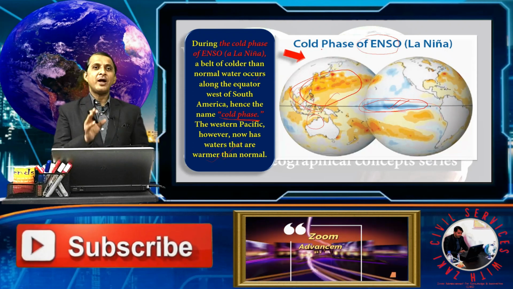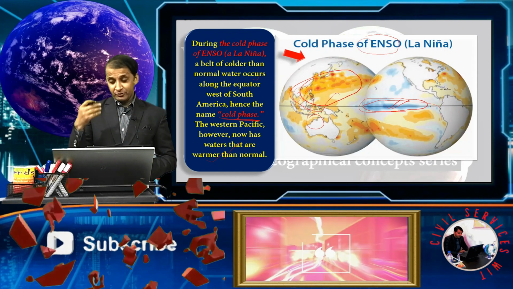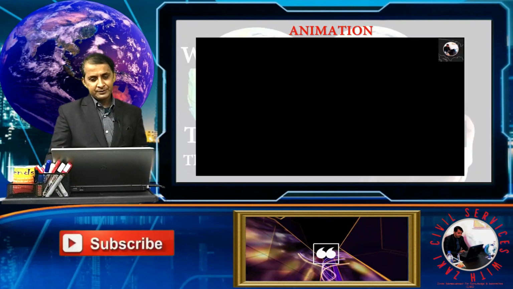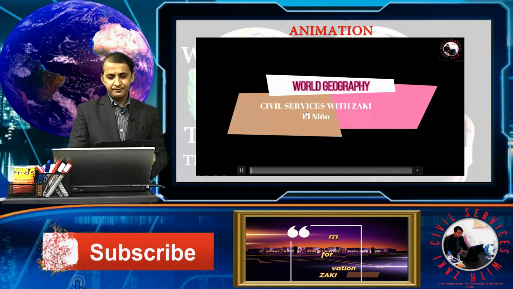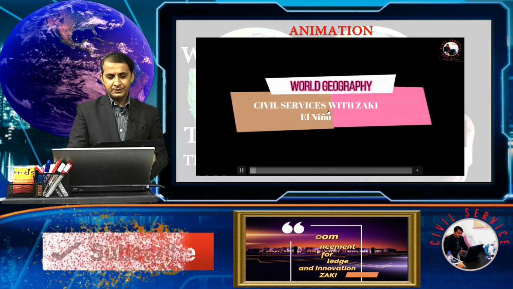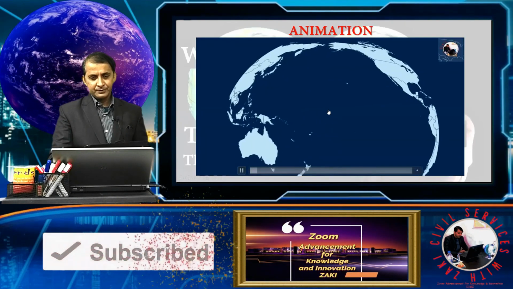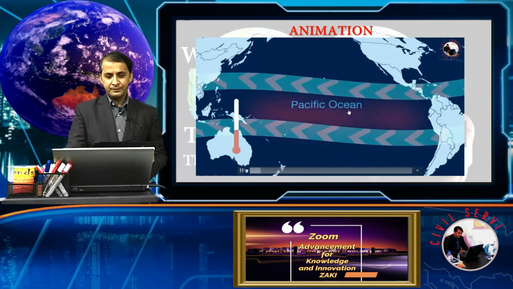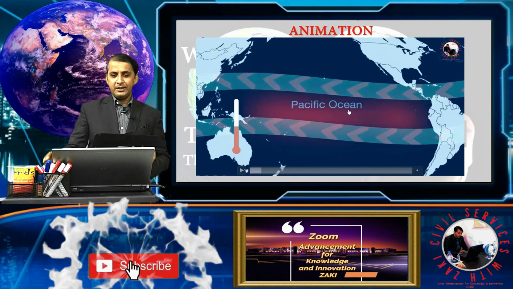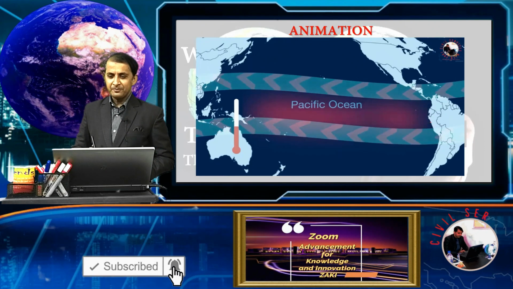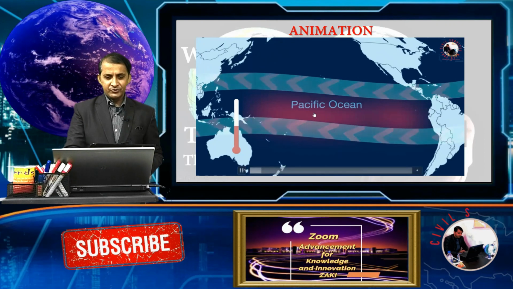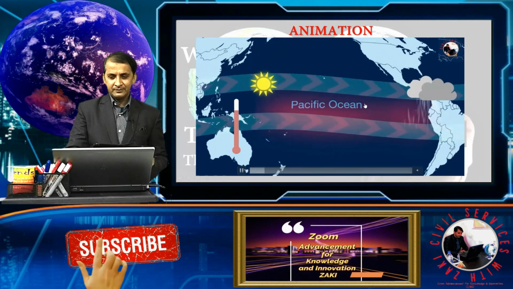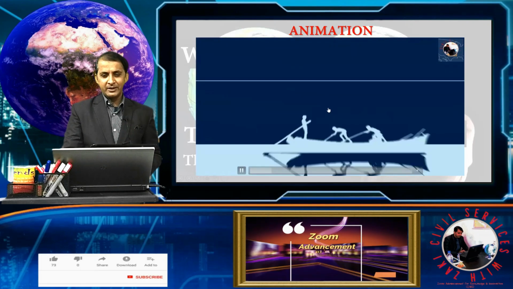As you know, we provide you the best graphics and best animation. So see the animation. As you know, this is the Eastern Pacific, this is the Western Pacific region, and this is Australia. See here, basically these areas are warmer than the others.